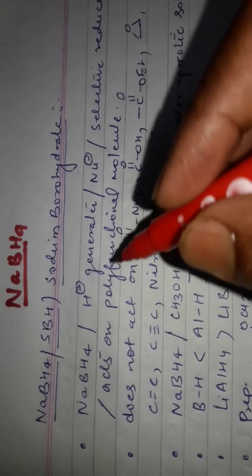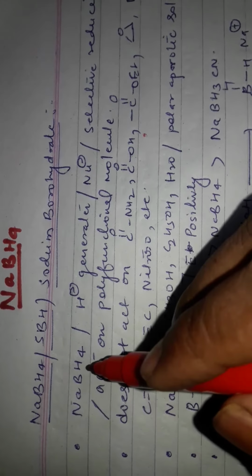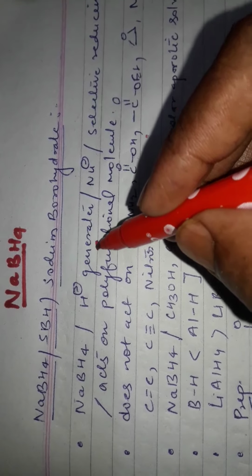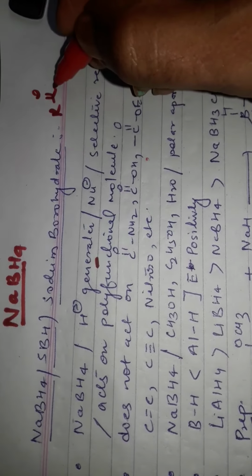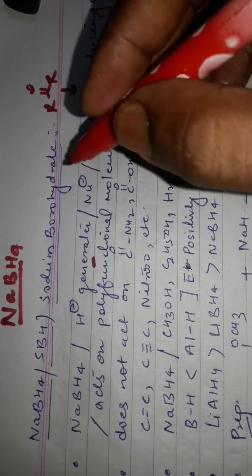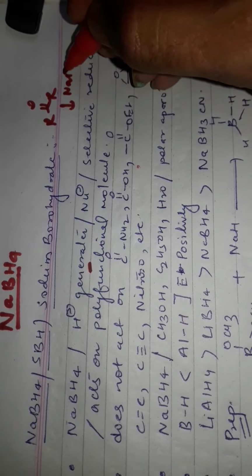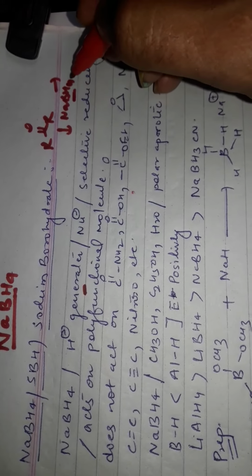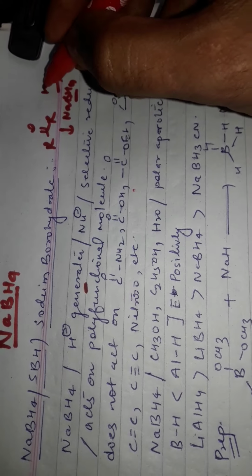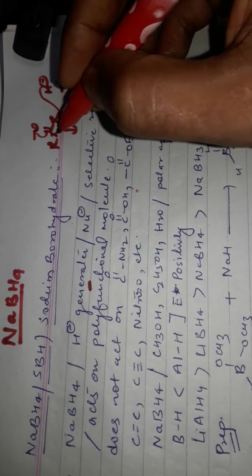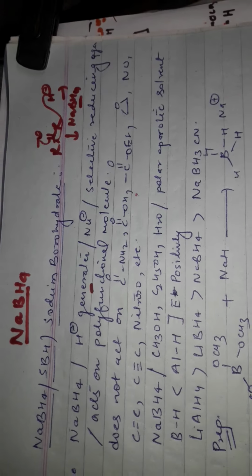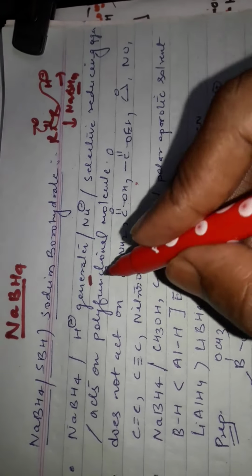First of all, we have added that it is a hydrogen generator. Suppose this is your ketone, and you apply sodium borohydride. There are four molecules of hydrogen. First it releases a hydride ion, which attacks this, and it will reduce the C=O to OH. So hydrogen is generated.